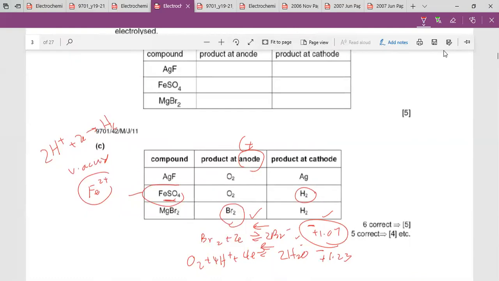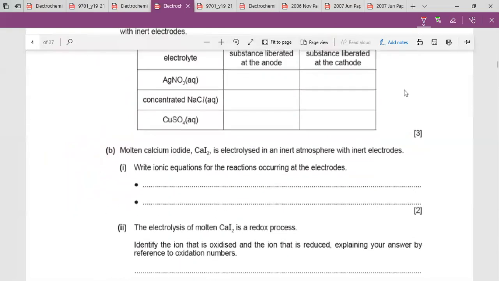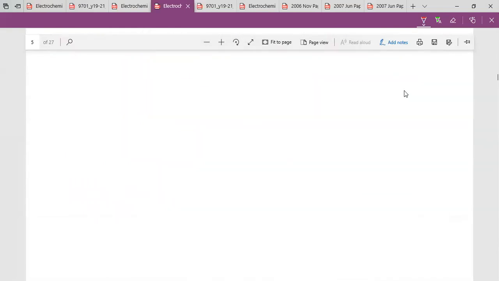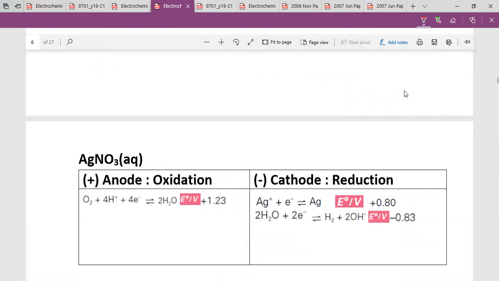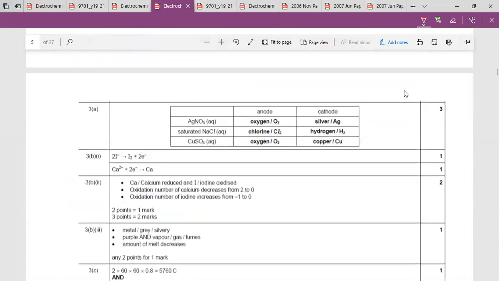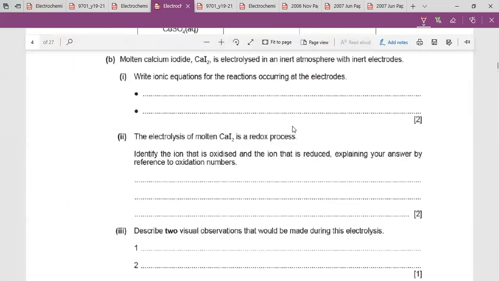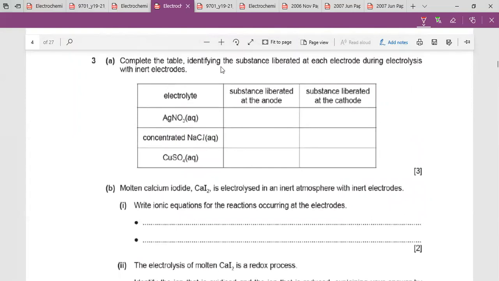silver is given out here because silver, now consider silver, right? Silver, the electrode there. I explain it better here. Okay. Yeah, and this one here. Okay. Now, silver in this example is easy to explain. Right? See, complete the table identifying the substance liberated for each electrolysis. Okay. Now, silver nitrate. Okay, concentrated sodium chloride and copper sulfate. Okay, now again, anode catalyst now. So complete table, identify the substance liberated. Do you understand? Right? Okay.